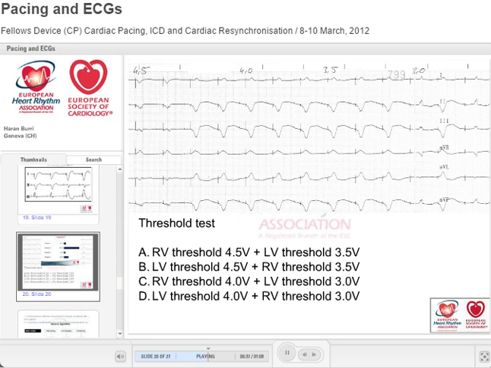Okay, answer 2. Very good. Glad about that. You saw that initially, this is lead 1, so you have an increase in positivity in lead 1. That means it's going from BiV capture to RV capture. So your LV threshold is 4.5. And then afterwards, you lose your RV capture. You lose pacing altogether. Good. So most of you got that right. I'm glad because the concept's not all that easy.